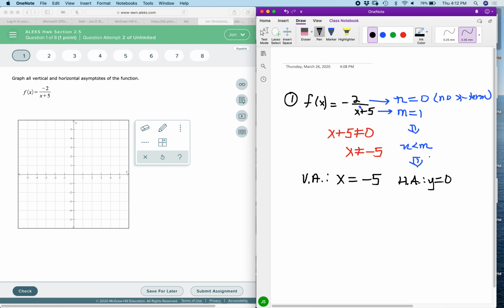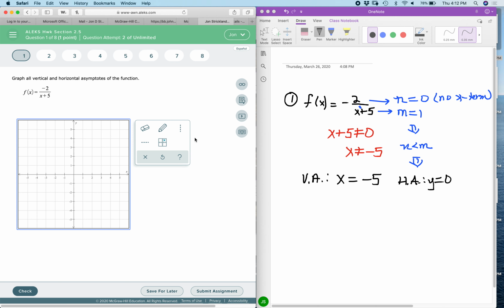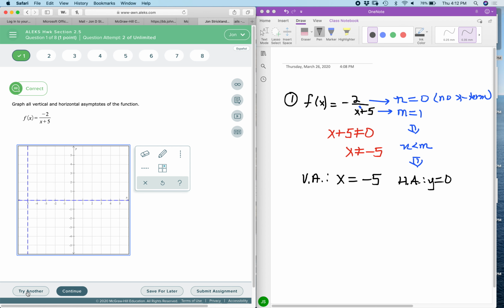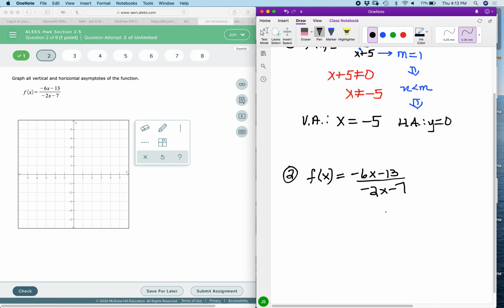So for the vertical asymptote, we again have x is equal to negative 5, and for the horizontal asymptote, y is equal to 0. Checking what we have here, the result is correct.